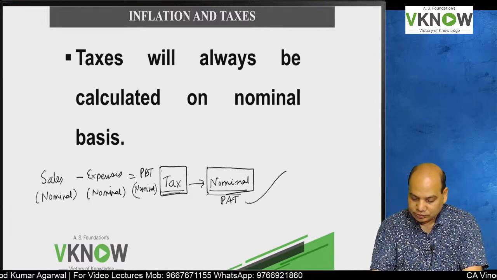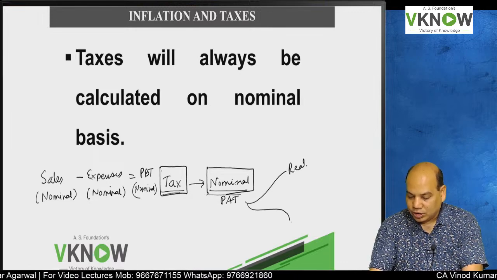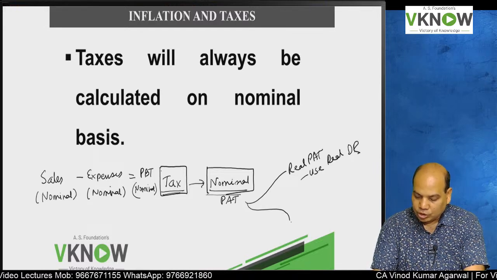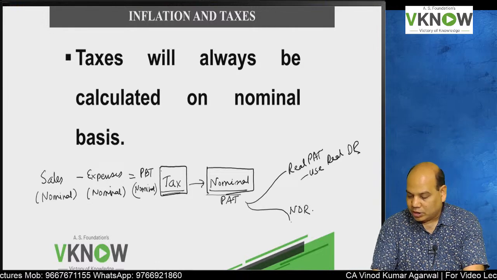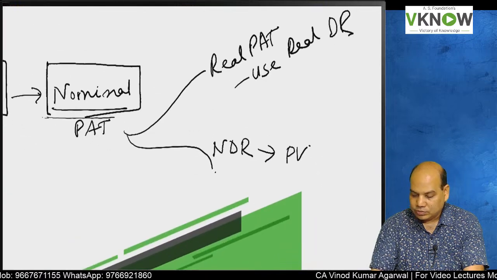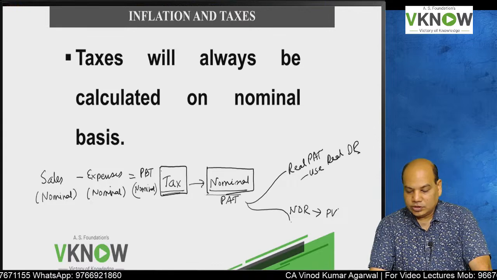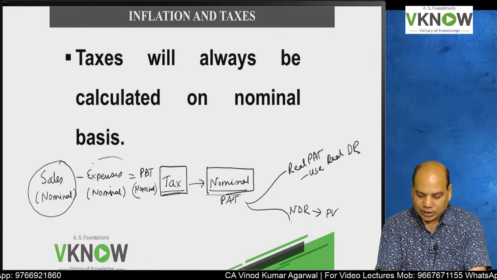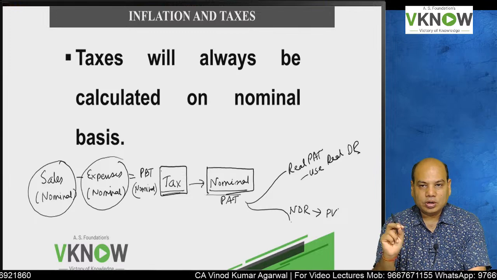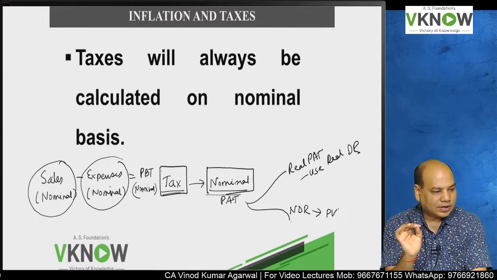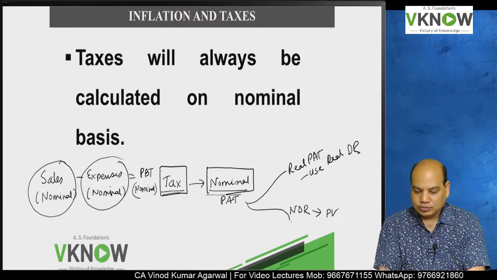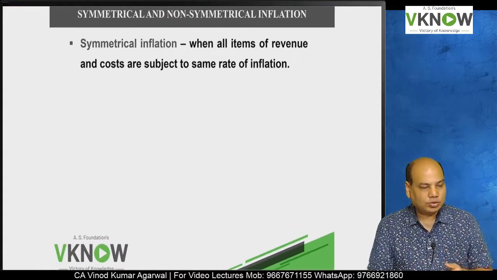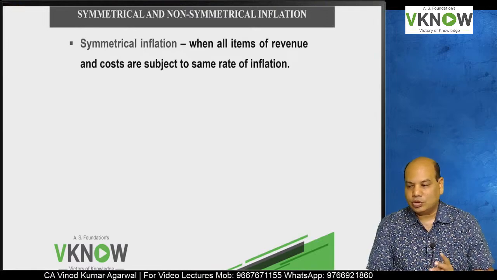After that you have two choices. You can convert into real PAT and use the real discount rate, or with nominal PAT, you can directly use the nominal discount rate to arrive at present value. Is it right? So this is how we will work. In those questions where we have to compute taxes, all income and all expenses will first be brought on the basis of nominal cash flow, because tax is calculated on nominal cash flow. At that time you don't have a choice. Once you compute the nominal PAT, then you have a choice. You can either apply real to real or nominal to nominal concept.